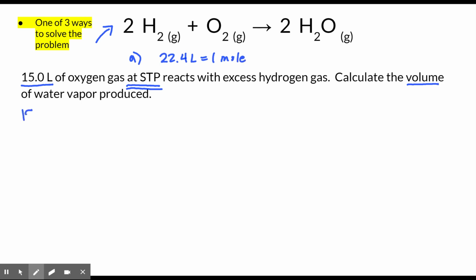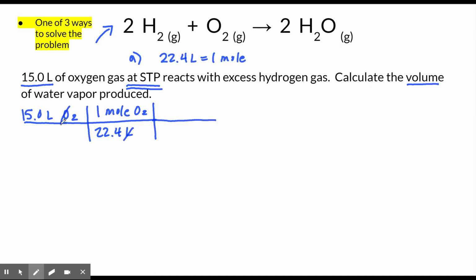So 15.0 liters of oxygen gas. We're just going to divide by 22.4 liters per 1 mole of oxygen gas. What this will do is help us understand the number of moles of O2. And then since we are seeking water vapor, our mole to mole ratio is 1 to 2. This means that we're going to put 1 mole of O2 in the denominator here and 2 moles of water up here. That will get me to moles of H2O.